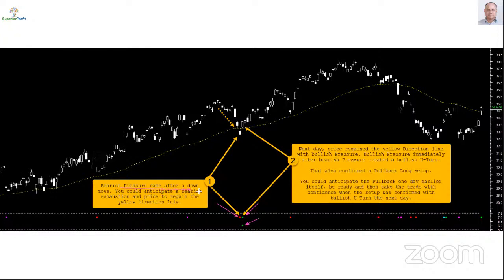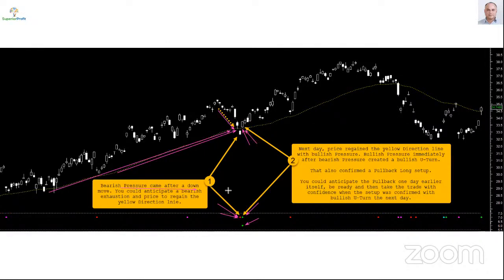Bearish pressure came after a down move. So when bearish pressure comes after a down move, we are looking for exhaustion. And in this case, price regained the yellow direction line. In the direction line discussion, I mentioned that yellow lines are significant. Pullback setup is based on that. When price is above the yellow line, going in an uptrend, pulls back to the yellow line and goes up again, that is a pullback long setup.